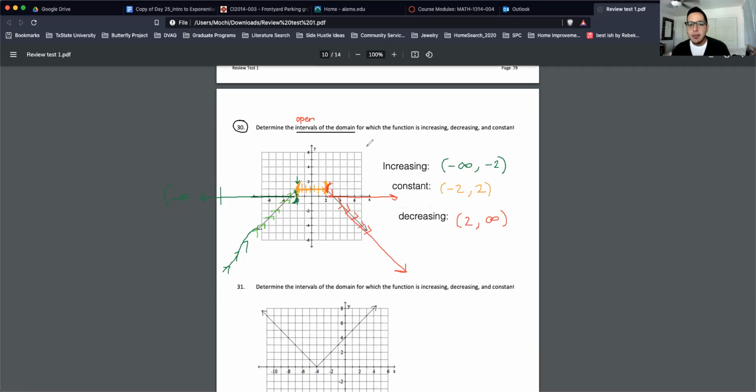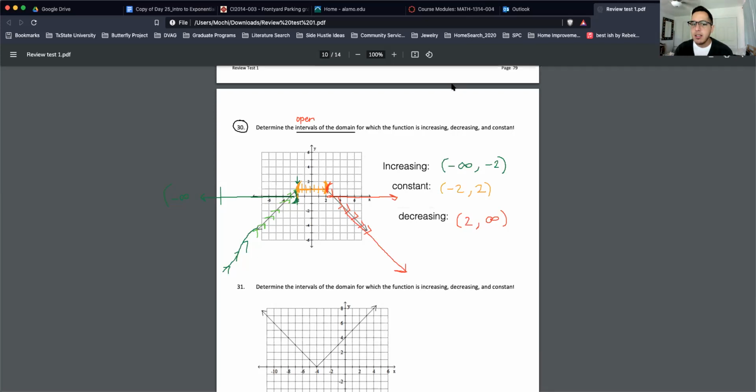I highly recommend using that mental exercise where you're thinking about the graph like it's a roller coaster. Is the graph going up? Is it flattening and constant, or is it going down? Right. Does anybody have any questions about that one?